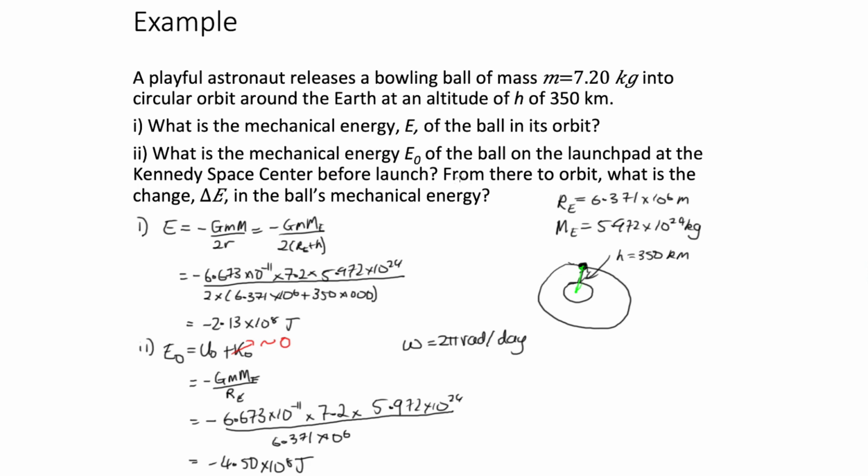So we've answered the first part, and it says from there to orbit, what is the change, delta E, in the ball's mechanical energy? So delta E is equal to the final E minus the initial E. And we've calculated the final E in part 1. So this is equal to minus 2.13 times 10 to the 8. And then we calculated the initial E in part 2. So that's minus 4.50 times 10 to the 8. So solving this, we end up with delta E is equal to 2.37 times 10 to the 8 joules. And that's how we solve that problem.